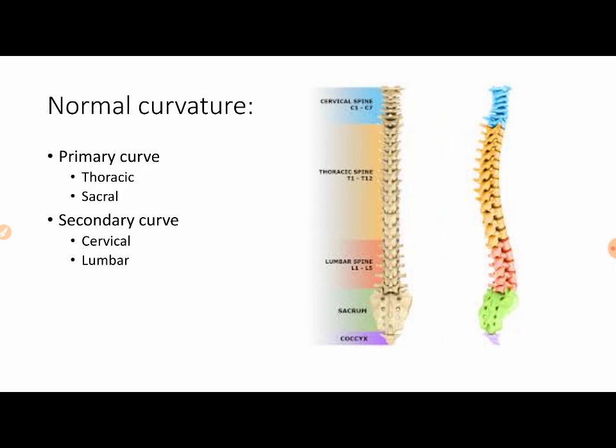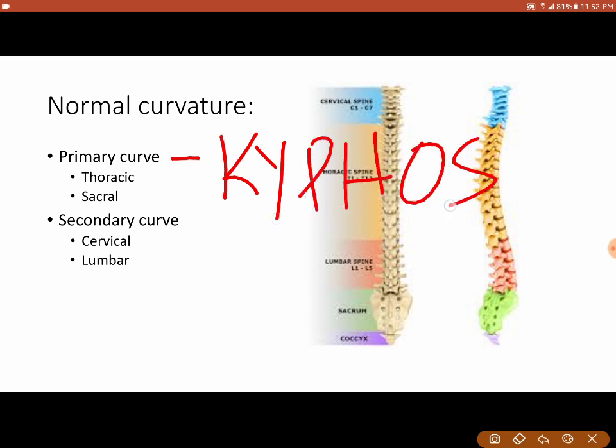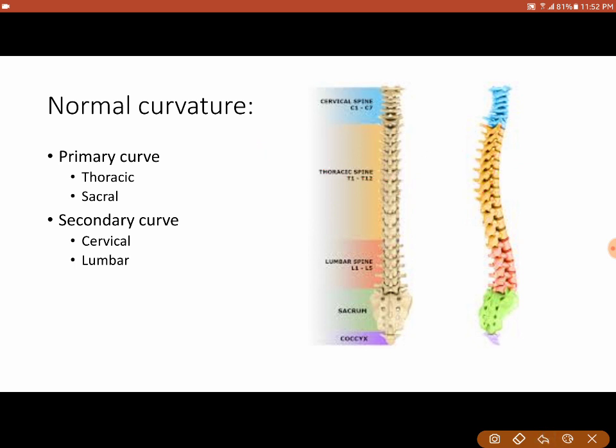So there are 2 normal curvatures, which can be seen on the lateral side. So the two curvatures are your primary curve, or also known as kyphosis. Kyphosis can be seen on thoracic region and sacral region. And primary curve, remember guys, is present at birth.